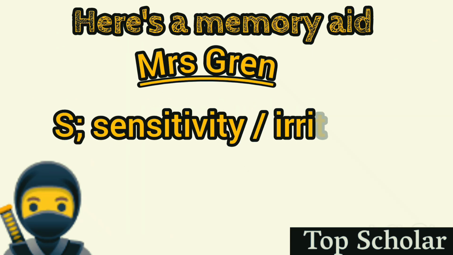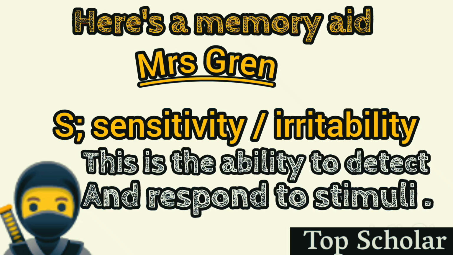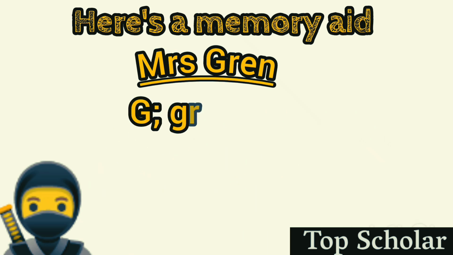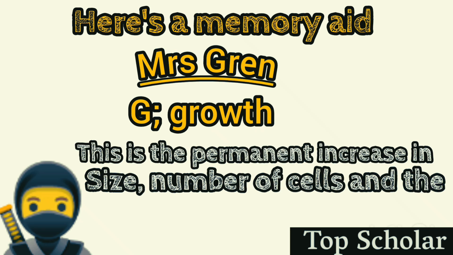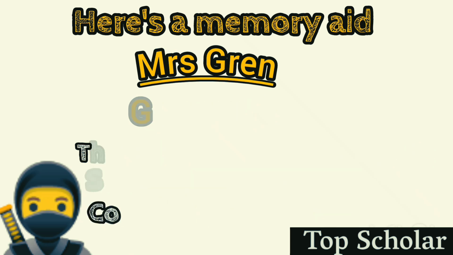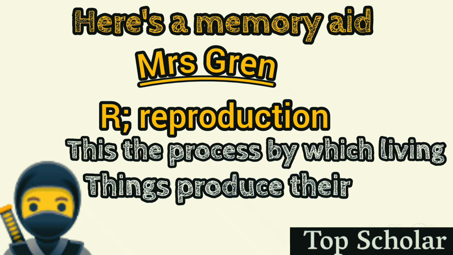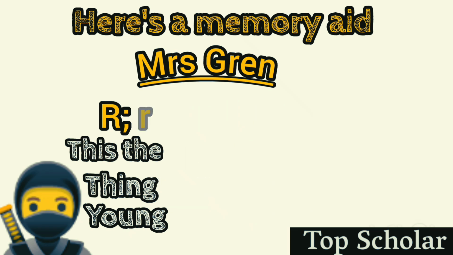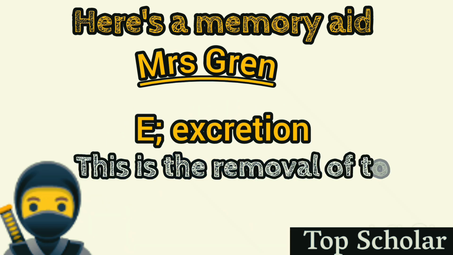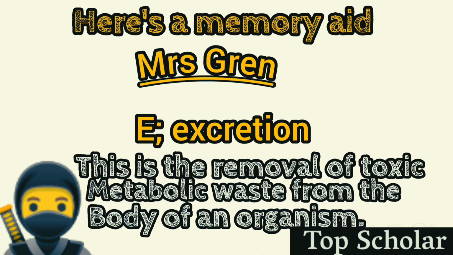S, sensitivity. This is the ability to detect and respond to a stimulus. G, growth. This is the permanent increase in size, number of cells, and the complexity of an organism. R, reproduction. This is the process by which living things produce their young ones, offspring. E, excretion. This is the removal of toxic metabolic waste from the body of an organism.